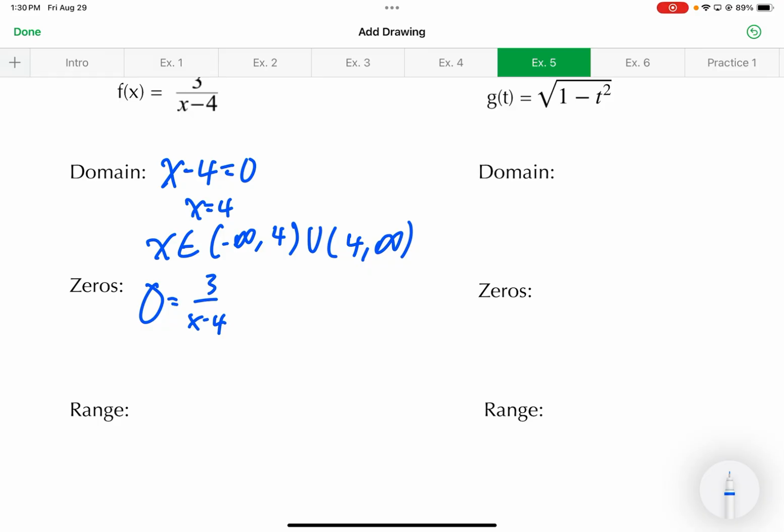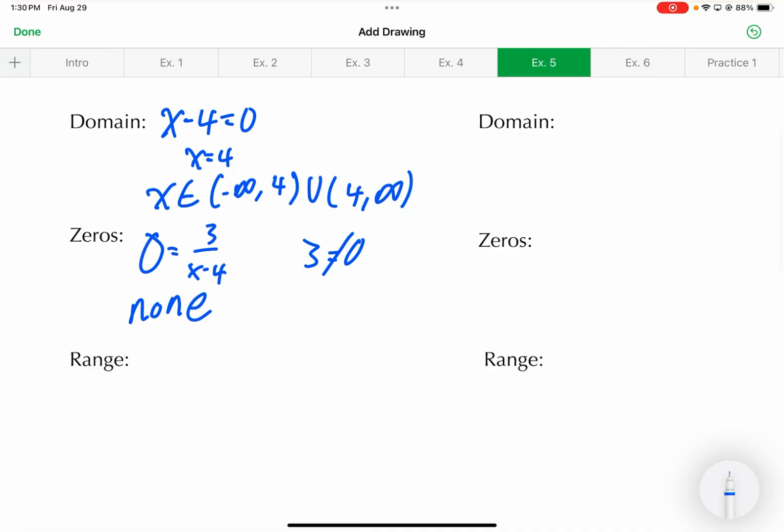Can I set 3 equal to 0? Is that going to give me anything? 3 doesn't equal 0, first off. And second of all, there's no variable to solve for. So does this graph have any zeros? No. So there are none in this graph, okay? And I'll show you what the graph looks like here in a minute.